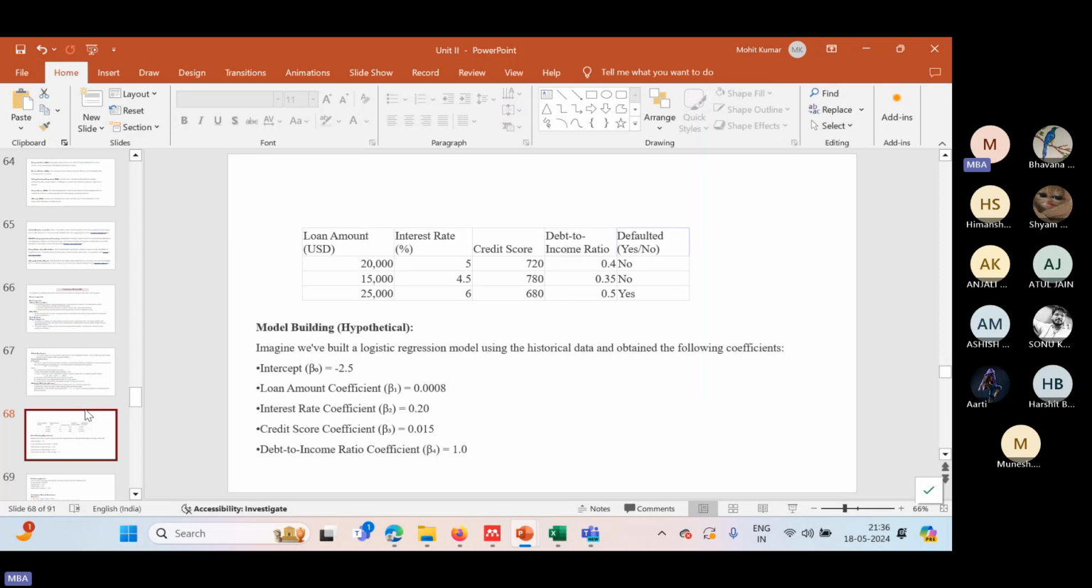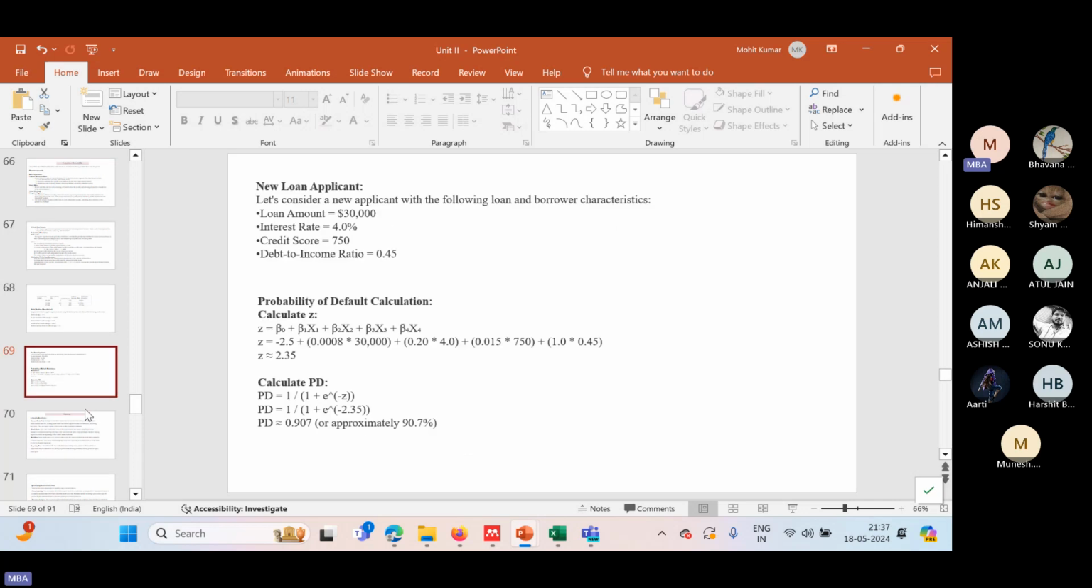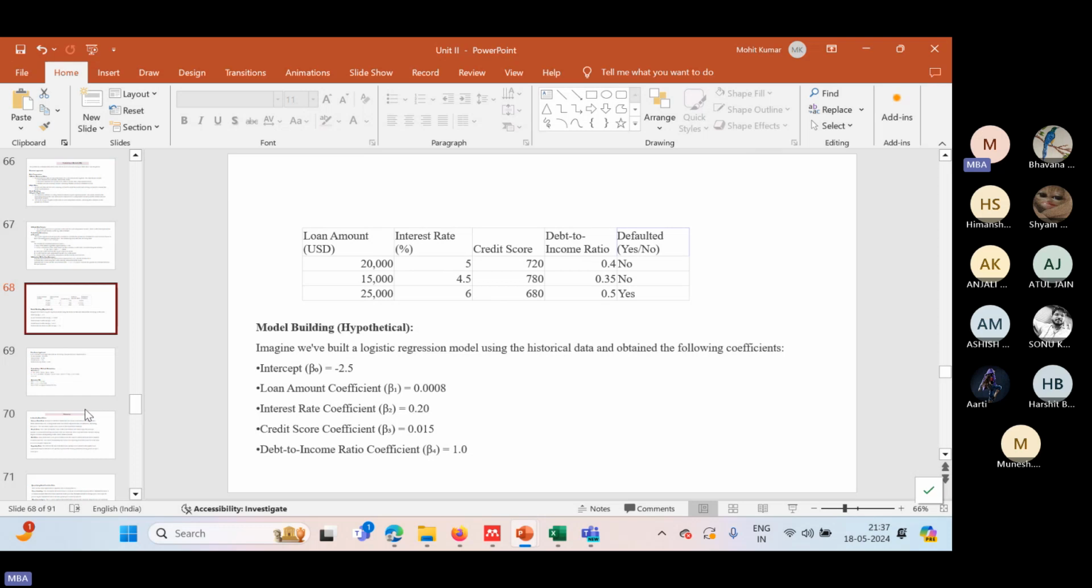You developed a model and calculated the coefficient for loan amount, interest rate, credit score, and debt to income ratio. If you forgot, I told you what the coefficient is. Given a 1% change in loan amount, what is the probability of default? Given a 1% change in interest rate, what is the probability of default? Given a 1% change in credit score, what is the probability of default? Given a change in debt to income, what is the probability of default? Once you have calculated these coefficients, you keep them safe in your pocket.